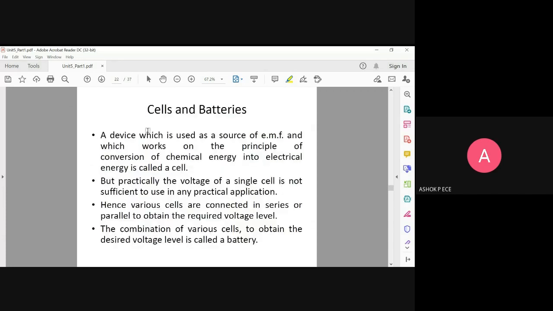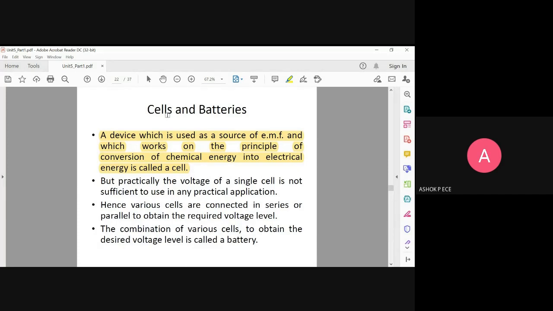Now cells and batteries. Specifically, we are going to see what a cell and a battery are. A cell is a source of EMF which works on the principle of converting chemical energy into electrical energy. Any cell is going to produce an EMF because of this reaction. Converting chemical energy into electrical energy is called a cell.